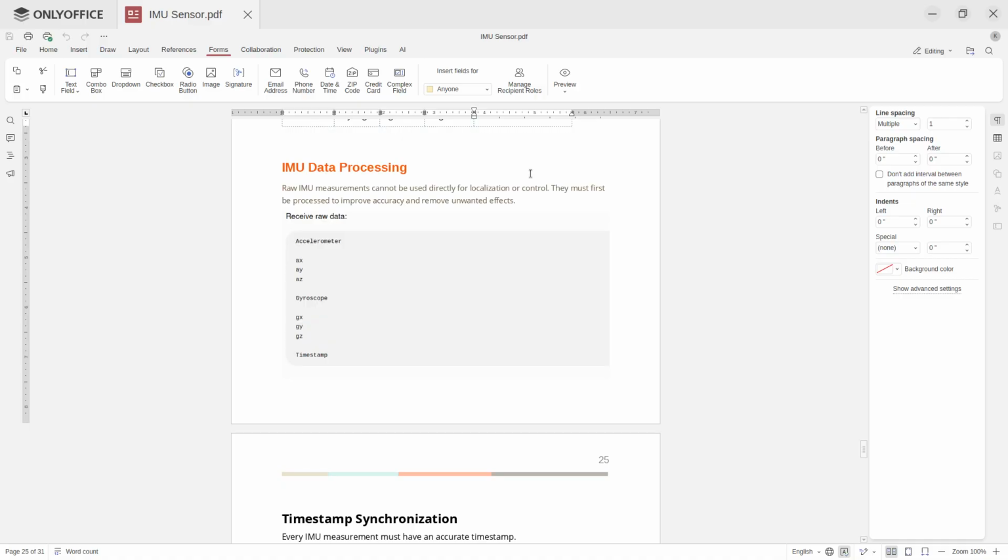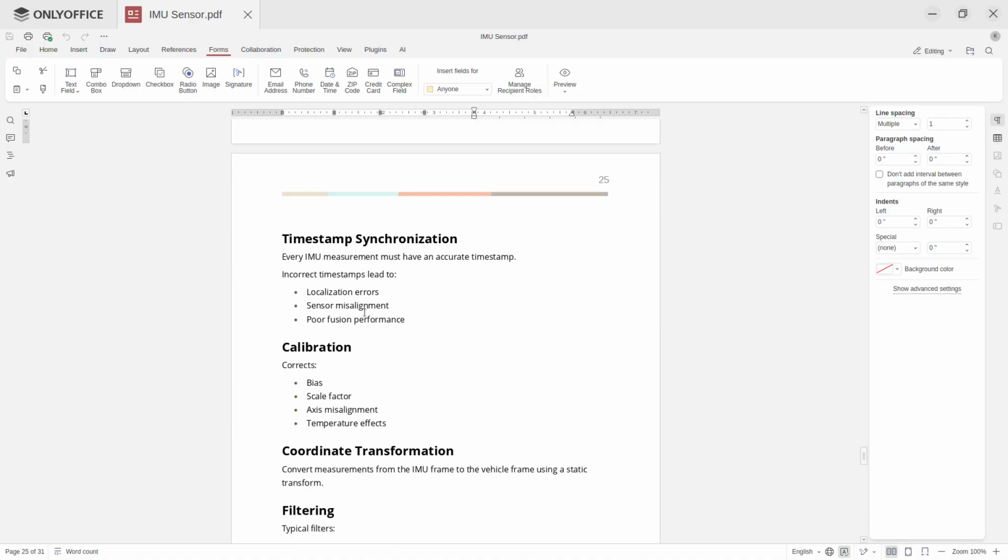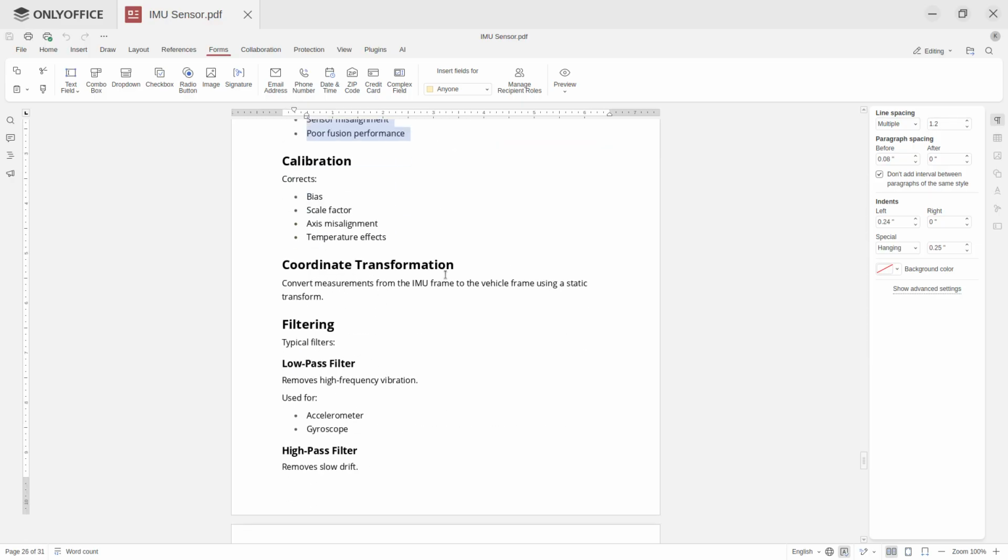So you have raw data: you get data from the accelerometer, you get data from the gyroscope, and then you will have timestamps as well. There is something called timestamp synchronization. Every IMU measurement must have an accurate timestamp. Incorrect timestamps lead to localization errors, sensor misalignment and poor fusion performance. Then you have to calibrate the sensor as well. Why is calibration required? Calibration corrects bias, scale factor, axis misalignment and temperature effects.